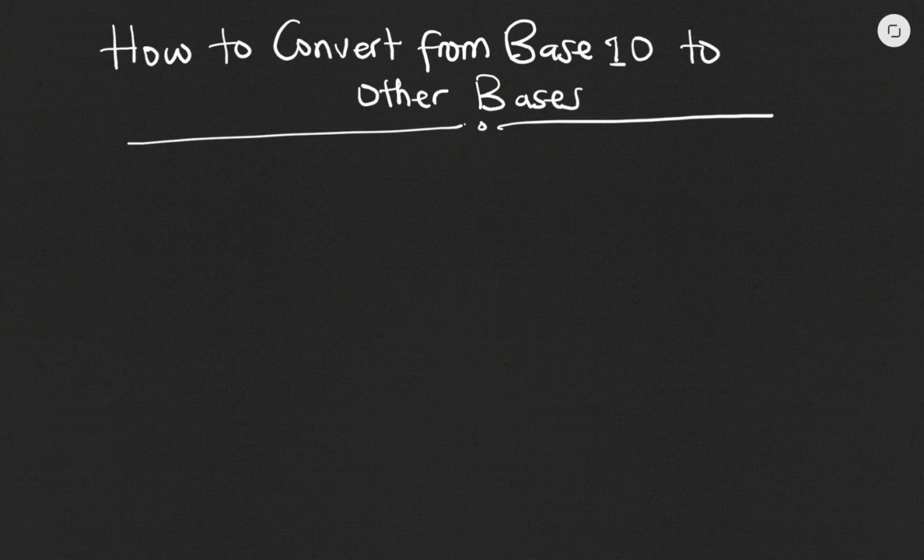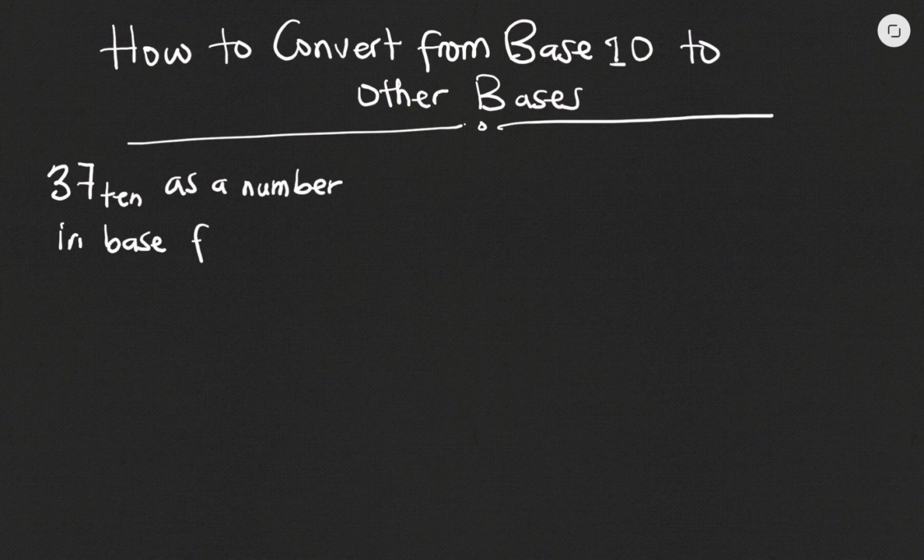So we have to write 37 base 10 as a number in base 5. So basically we have to convert 37 base 10 to base 5. To do that, it's very easy.